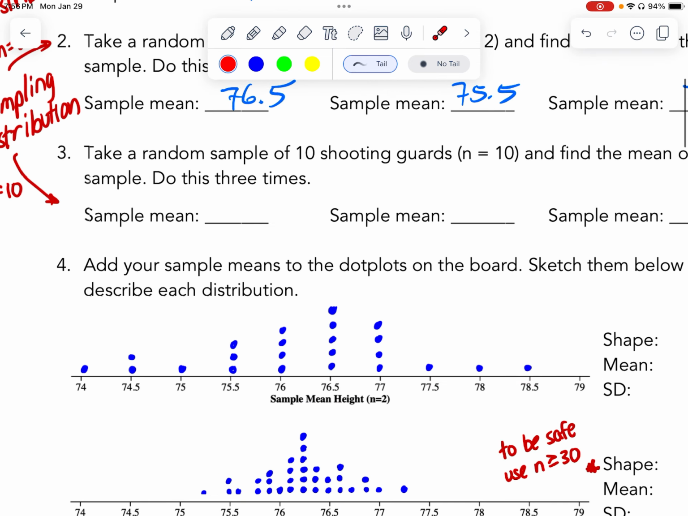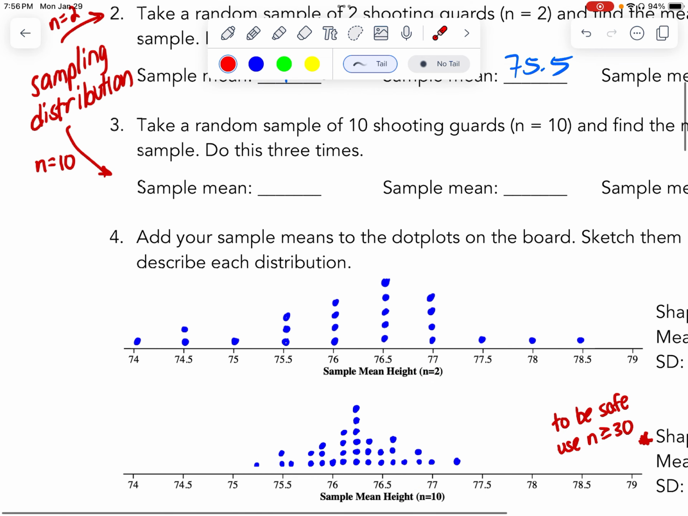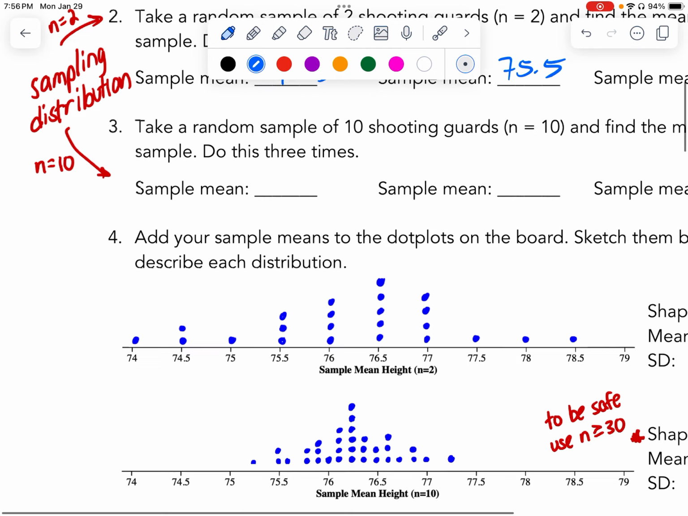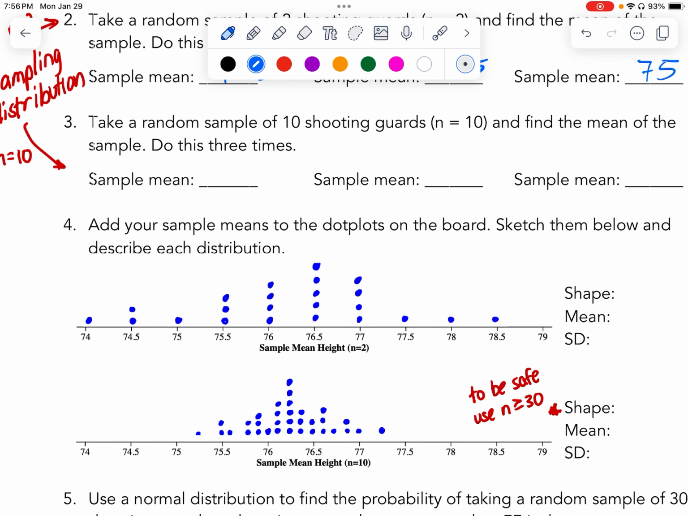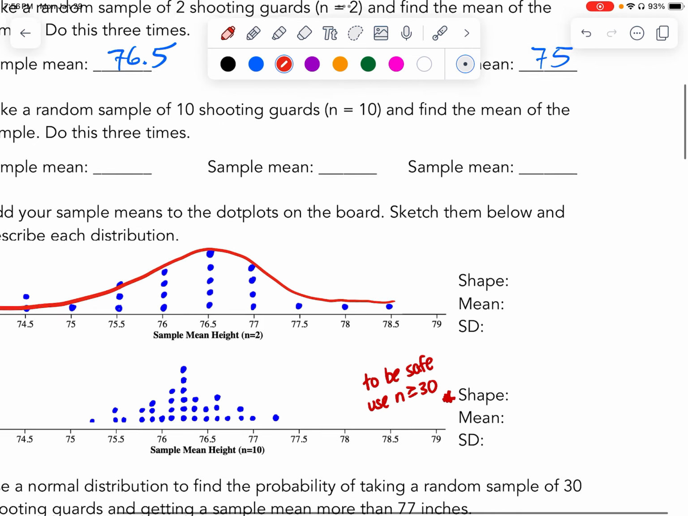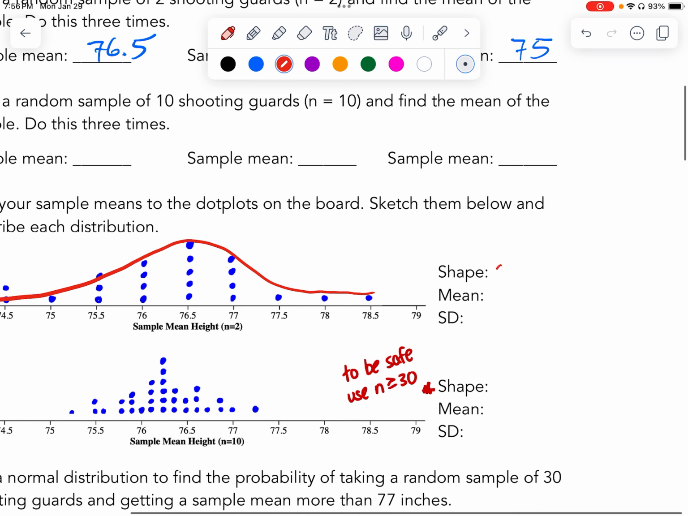This is the sampling distribution when n is 2. Okay, this first one. And you can kind of see here, the shape is pretty normal, maybe slightly skewed left, but it's nothing crazy.